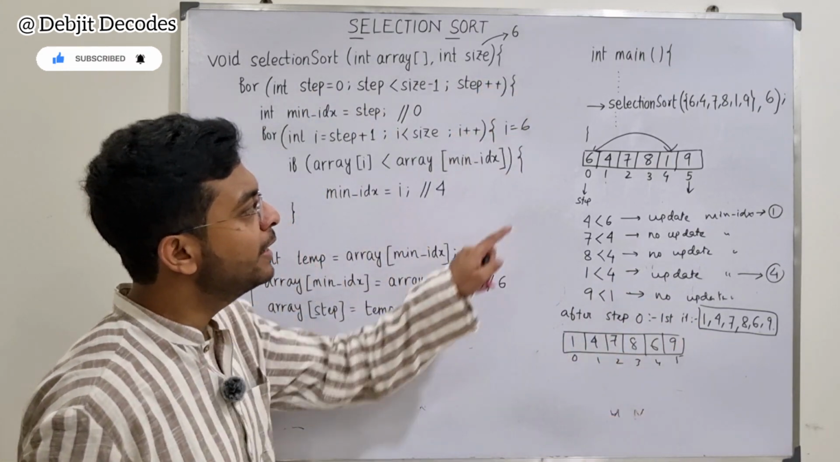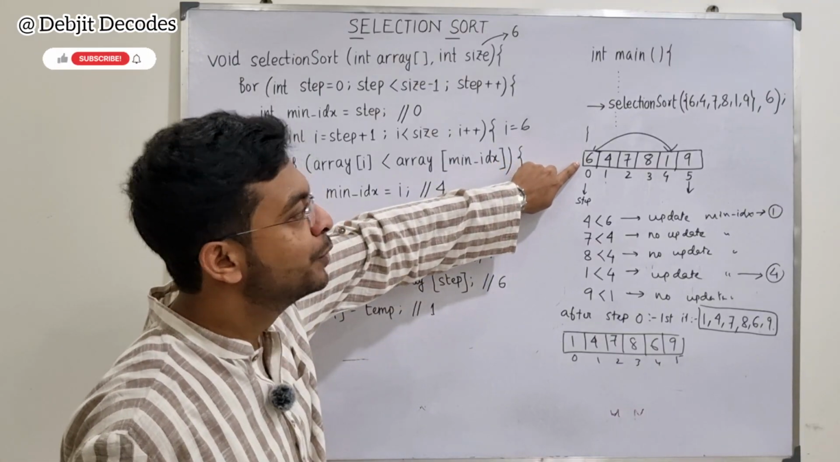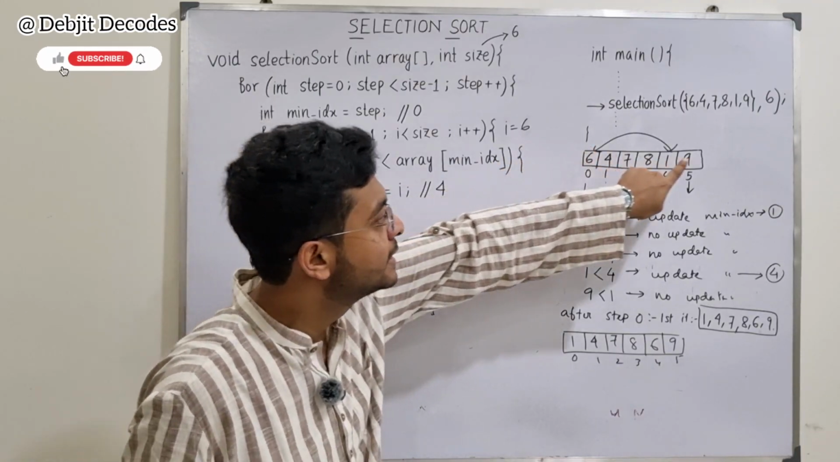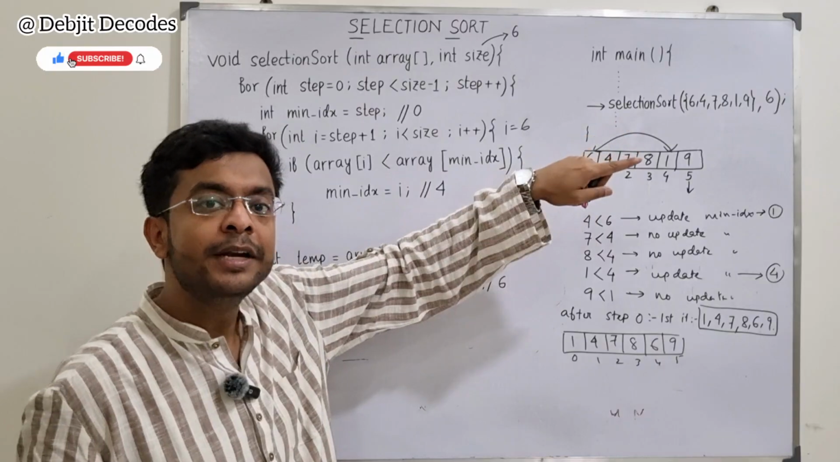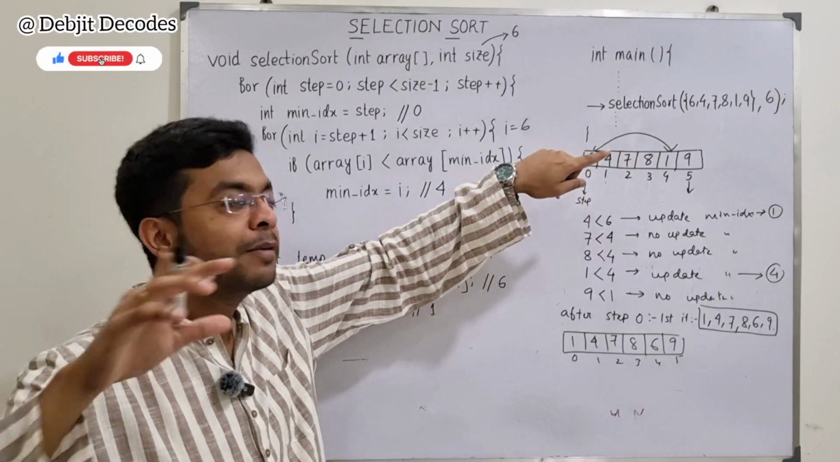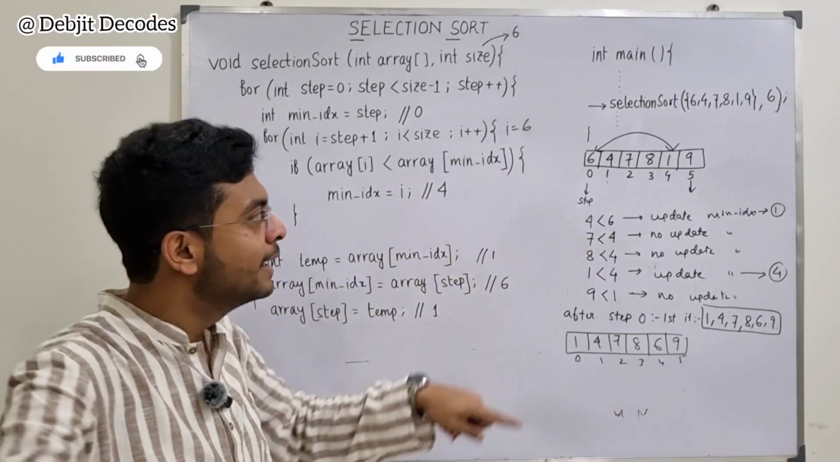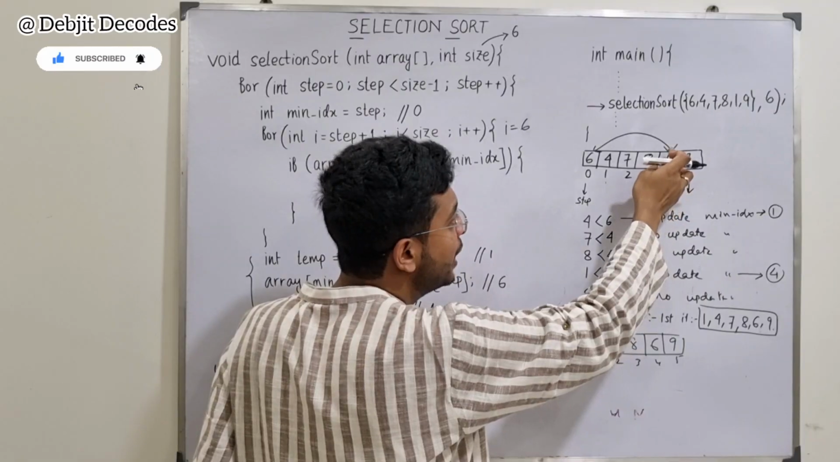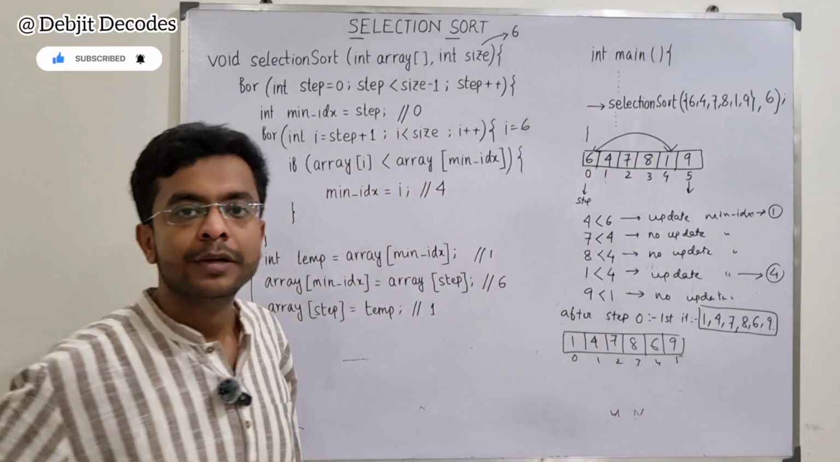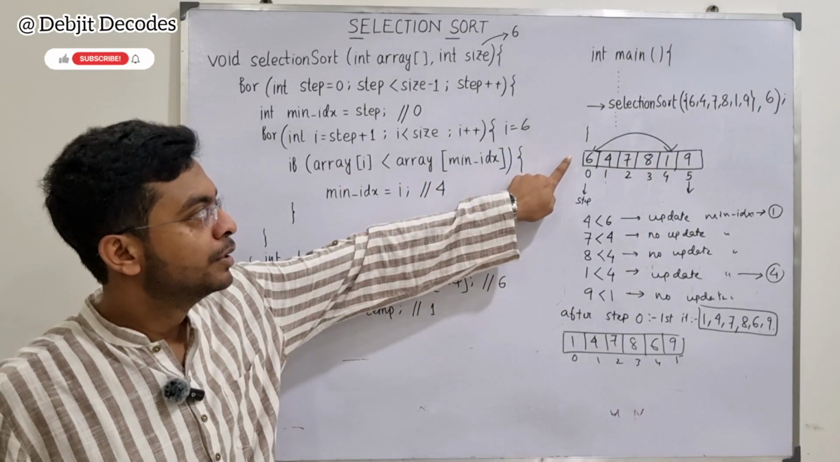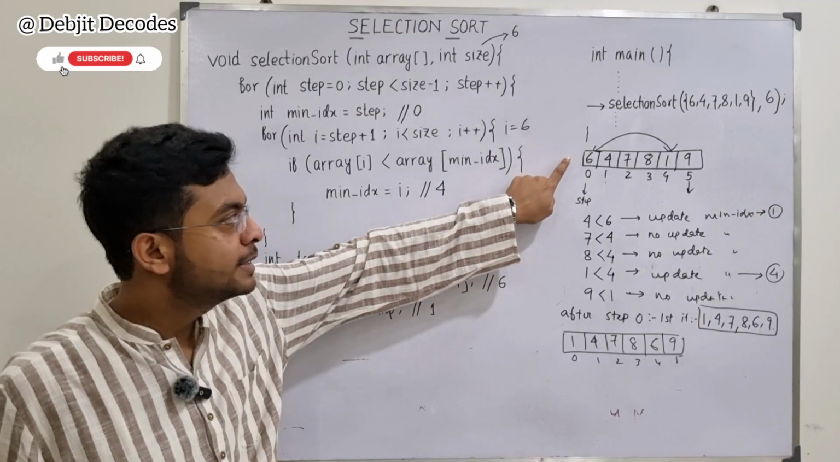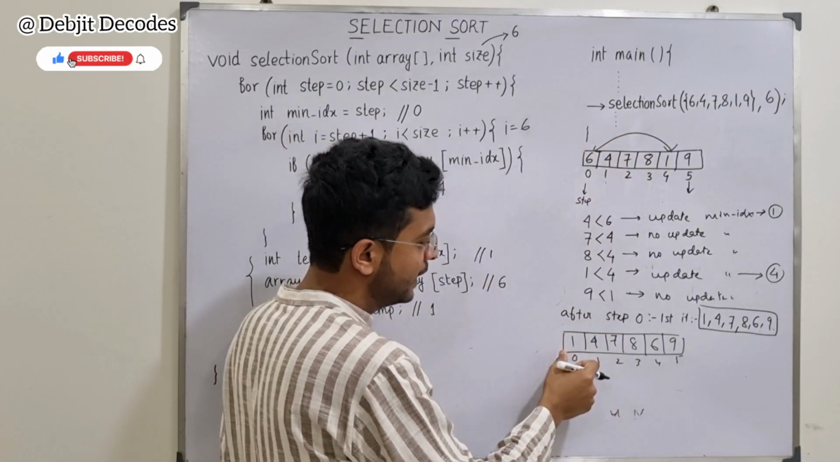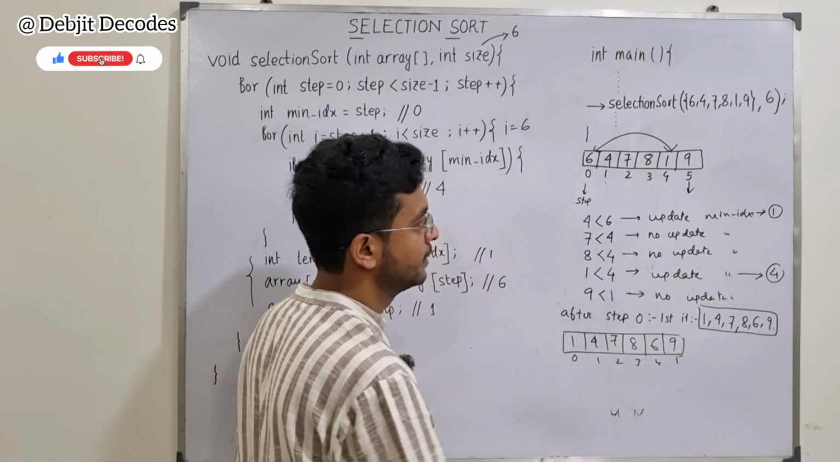What exactly has happened? It assumed 6 to be the minimum number in this array. Then it started to find whether there is any other minimum number and scanned the whole array. It found that actually 1 is the minimum one. It swapped with the first assumed smallest number, that is 6. Now when it is swapping, it will become 1, 4, 7, 8, 6, 9.